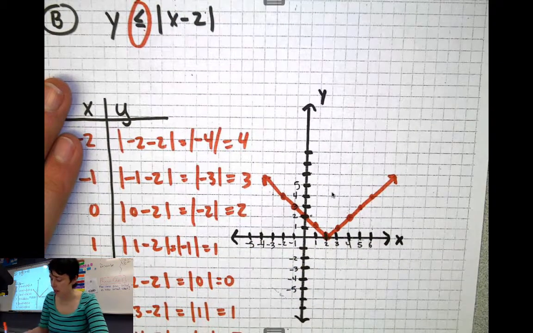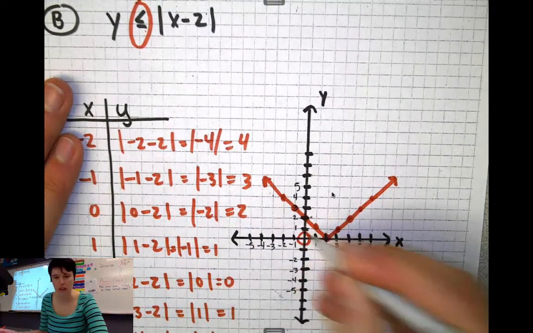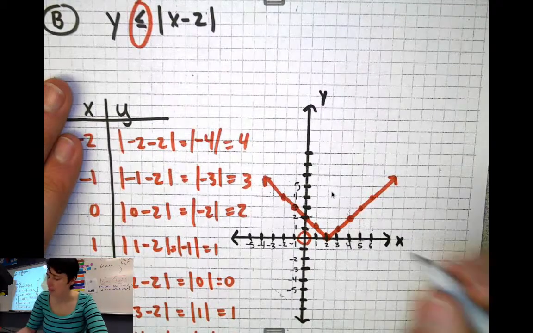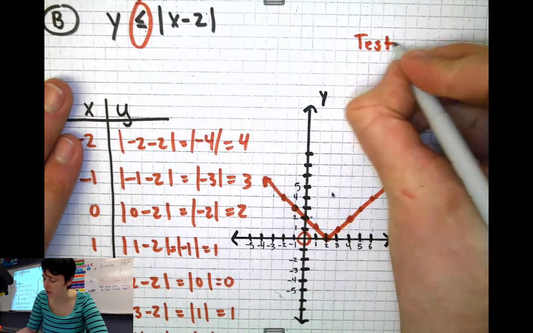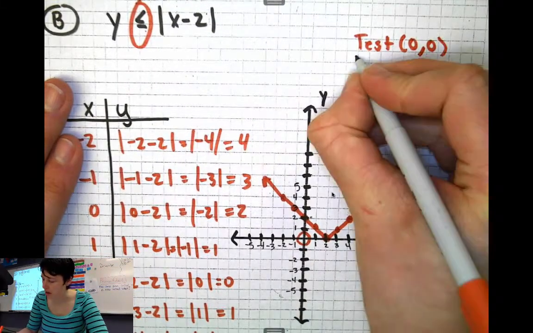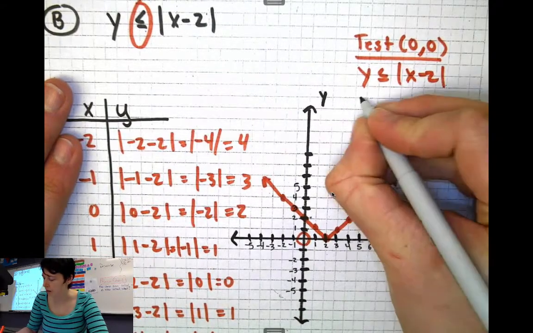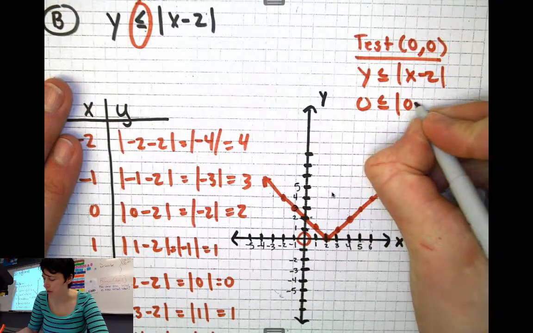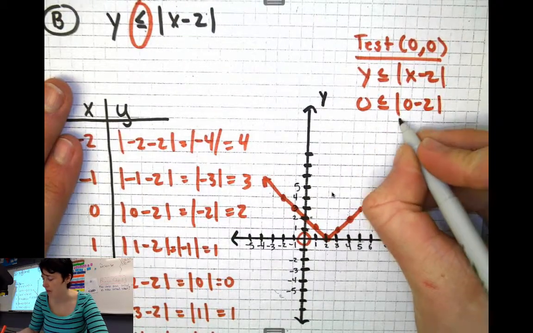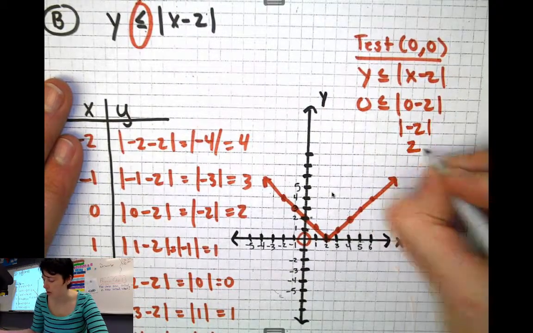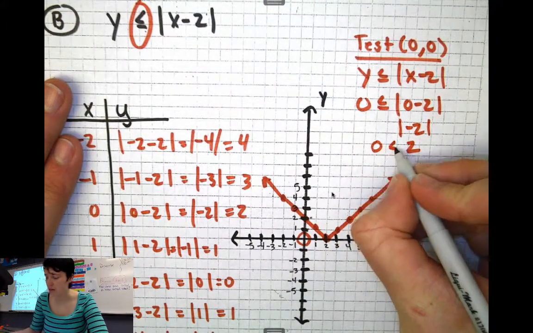Now I like this one. Outside of the V I could test 0, 0. It'd be a really simple number to test. So I'm going to test 0, 0 in my rule. And if y is less than or equal to absolute value of x minus 2, I'm going to have 0 is less than or equal to 0 minus 2, which is an absolute value of -2, which is 2. So 0 is less than or equal to 2.